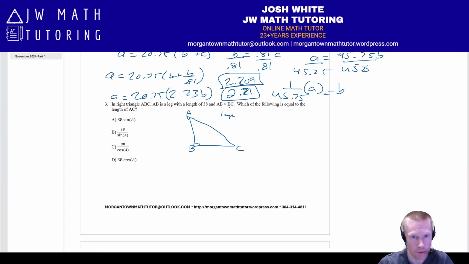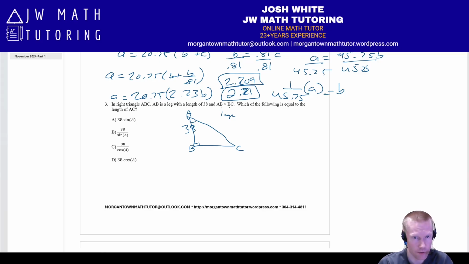If you put A and B at opposite ends, like A and B here, then AB would be a hypotenuse, but that contradicts the fact that it tells us it's a leg. So the triangle has to look like this. You could switch C and A, but the point is B is the right angle. So this is 38. I just want to know which of the following is equal to the length of AC.